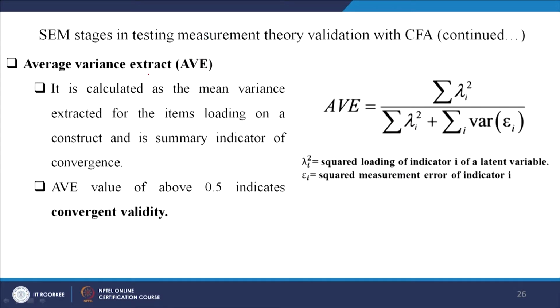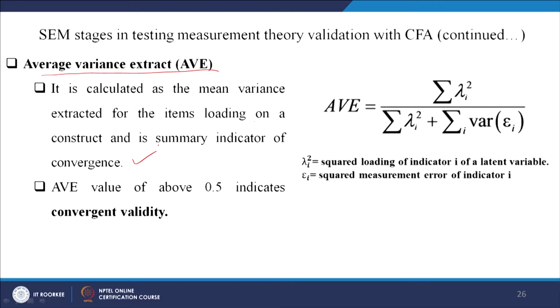Next, when we talk about convergent validity, there is also a case we need to understand in CFA, which is extremely important: the discriminant validity. Before that, we will understand this term, average variance extracted. It is calculated as the mean variance extracted for the items loading on a construct and is a summary indicator of convergence.